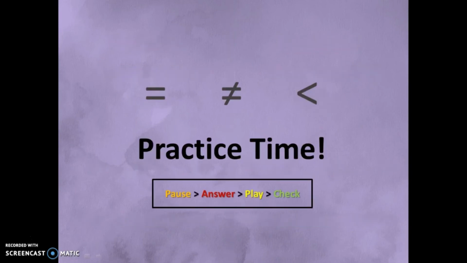So, it's time to do some practice. During our practice time, there are 4 steps. First, you need to pause the video. Then you need to write your answers in a notebook. After you've written all of your answers, go ahead and play the video again, and you'll check your answers along with me on the video.